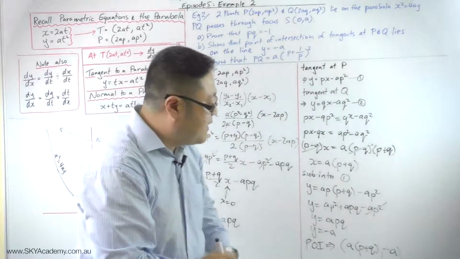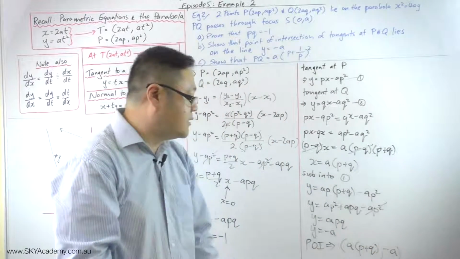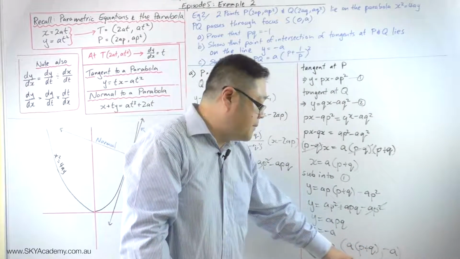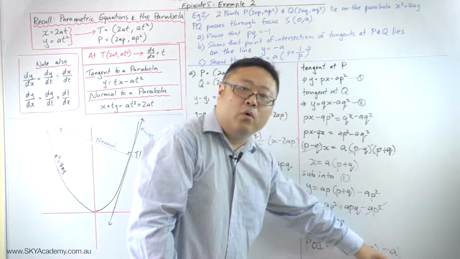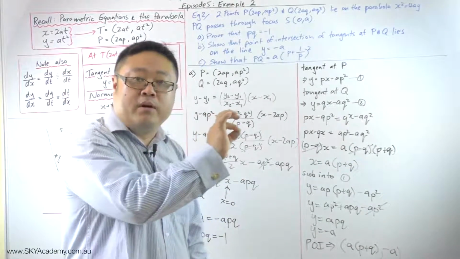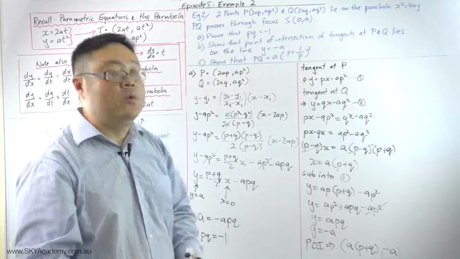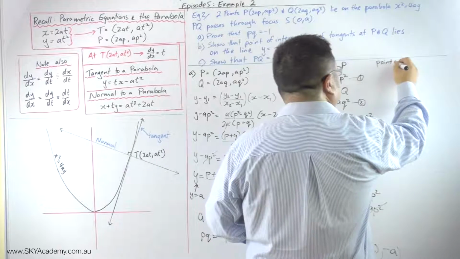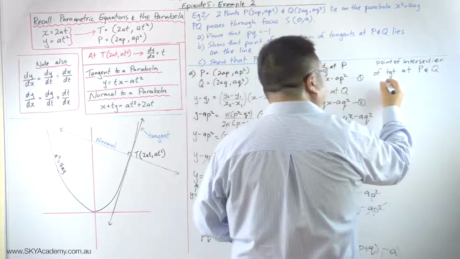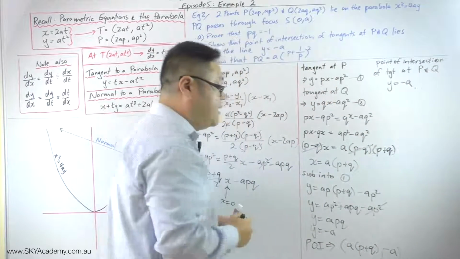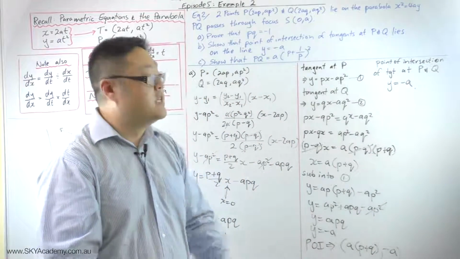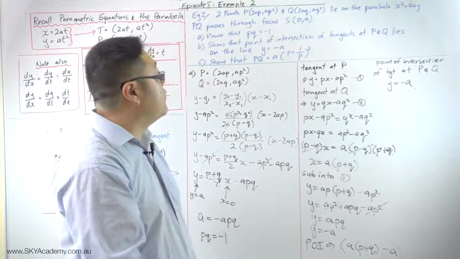Now, can you see that minus a is a constant, but all of this is variable? The p can change, the q can change, a is a constant. So this can take on any value, but the y will always be minus a, which tells you that the locus of the point of intersection of the tangents at P and Q is going to be the line y equals minus a, because x can change, but y will always be minus a. So it actually lies on the directrix, which is exactly what we want.